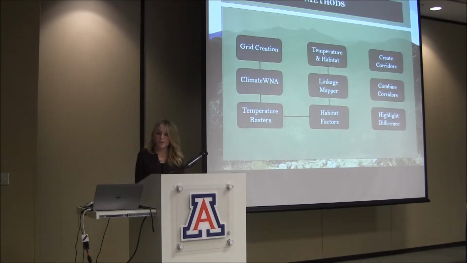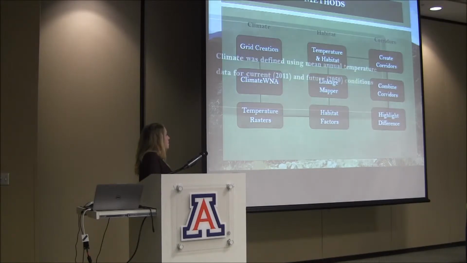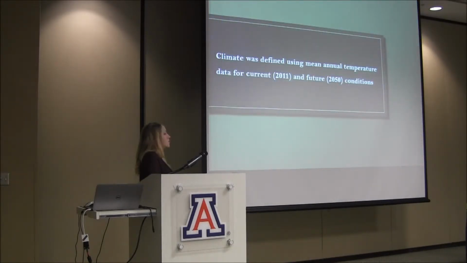So to obtain the final corridor map, several steps had to be completed. And these steps can be divided into 3 sections, including climate, habitat, and corridors. Climate was defined using mean annual temperature data for current and future conditions.